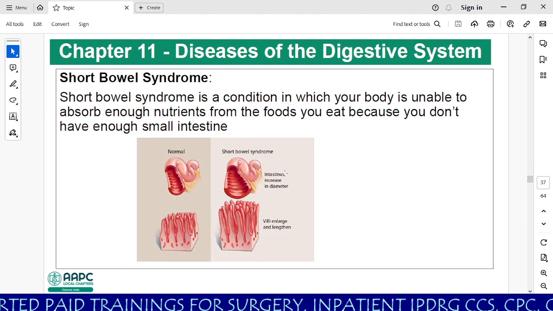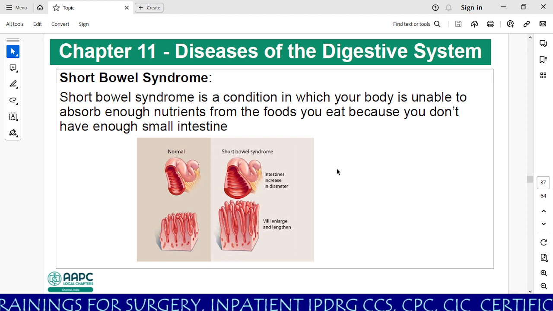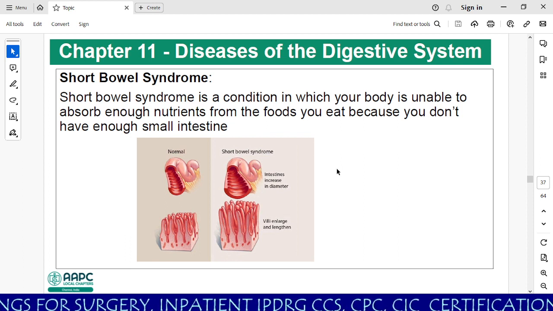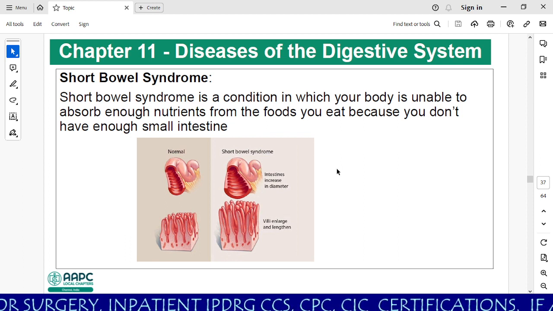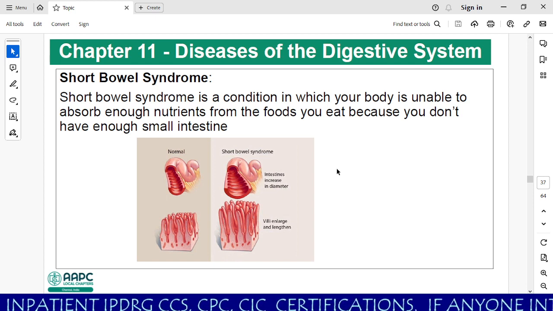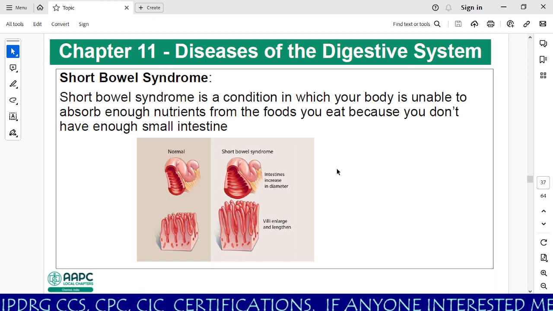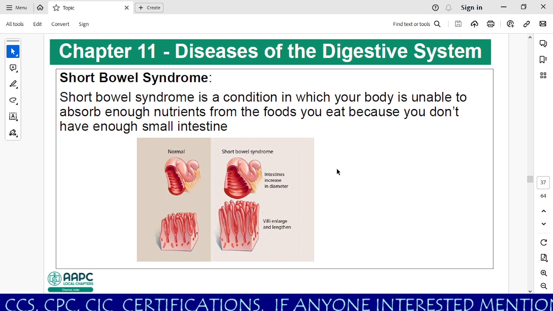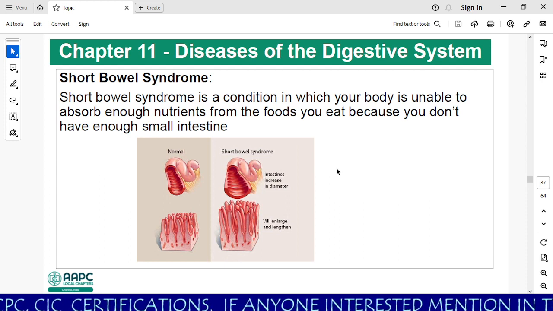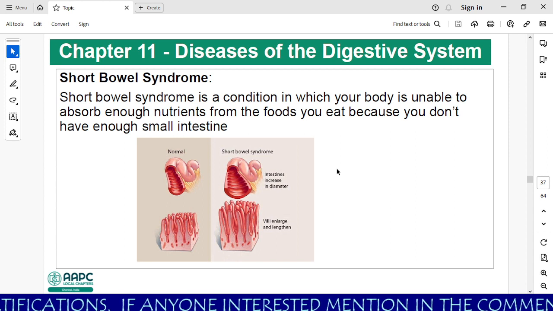So next we have, from the digestive system, short bowel syndrome. Short bowel syndrome is a condition in which your body is unable to absorb enough nutrients from the foods you eat because you don't have enough small intestine. So it is basically lack of the small intestine. That's why its name itself is short bowel syndrome, as the small intestine is very small. So you can't absorb more nutrients. So here they have added a few codes.